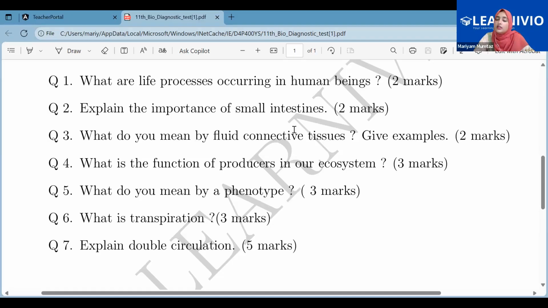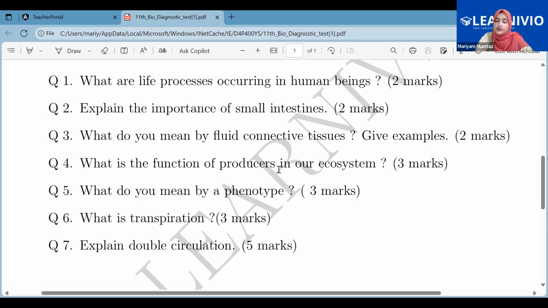And why do we call blood the fluid connective tissue? I don't really remember. Okay. All right, no problem. Next question.